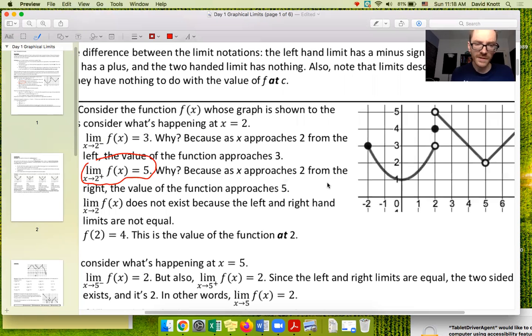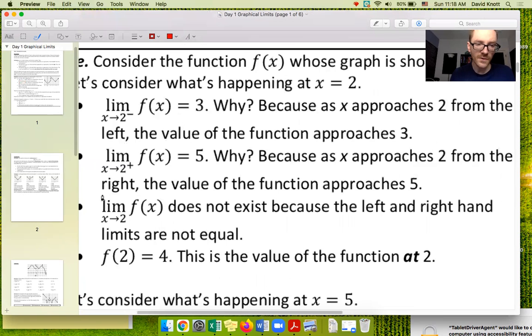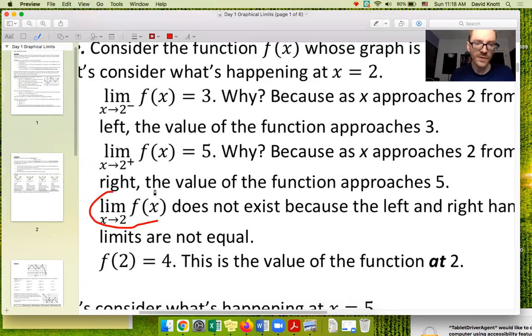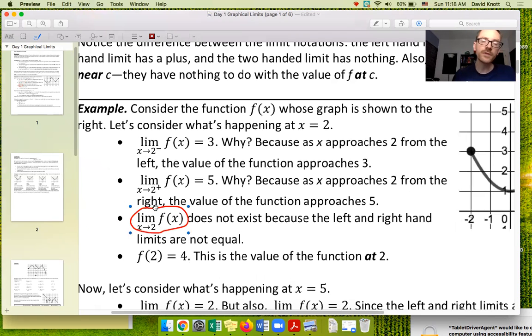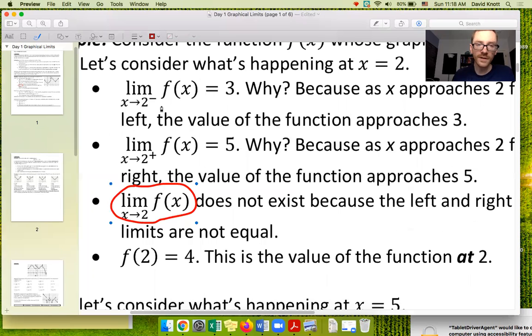Finally, let's consider the two-handed limit, right? So that's the limit as x approaches 2. And as you'll notice, there's neither a plus nor a minus sitting above the 2. That indicates that it's a two-handed limit. Remember, I made this statement a moment ago that the two-handed limit only exists if the left and right-hand limits are equal, if they're the same. But they're not the same in this case, right? The left-hand limit at 2 is 3, and the right-hand limit is 5. Those two numbers are not the same. And so therefore, this thing simply does not exist.